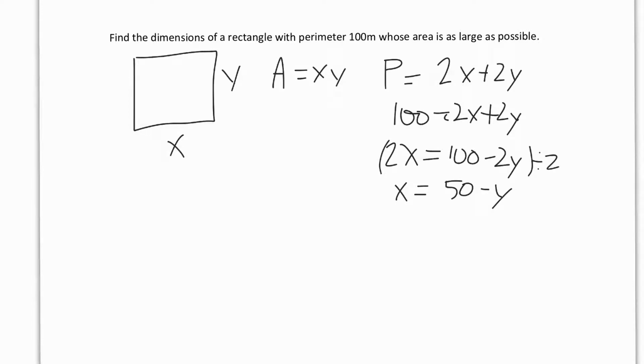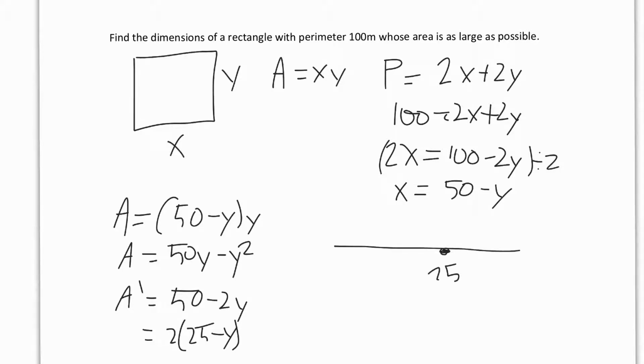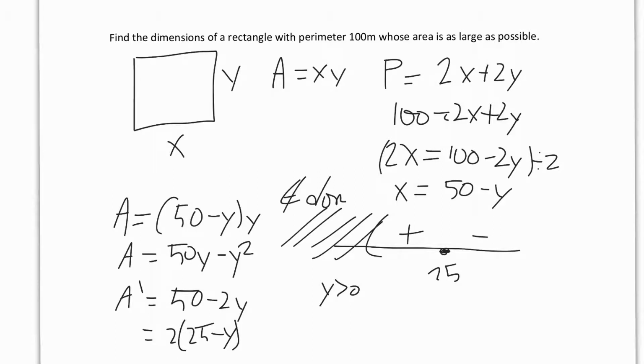Okay, so that gives me area is equal to 50 minus y times y, or area is equal to 50y minus y squared. A prime is equal to 50 minus 2y, or, factoring that 2, 25 minus y. Draw a little sign diagram over at 25, negative, positive. Y has to be greater than 0, so I'll get rid of all this, which is not in the domain. And so clearly I have my maximum at y equals 25.